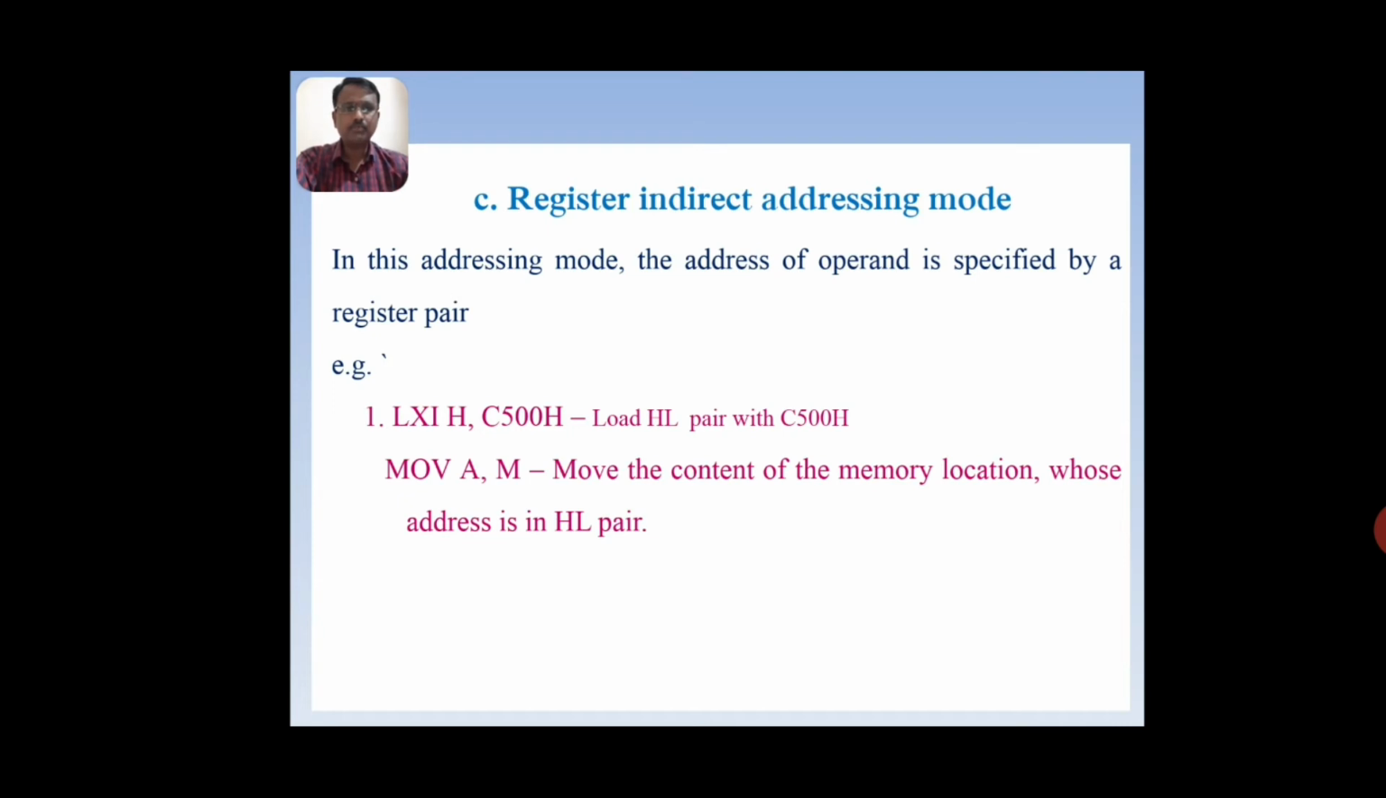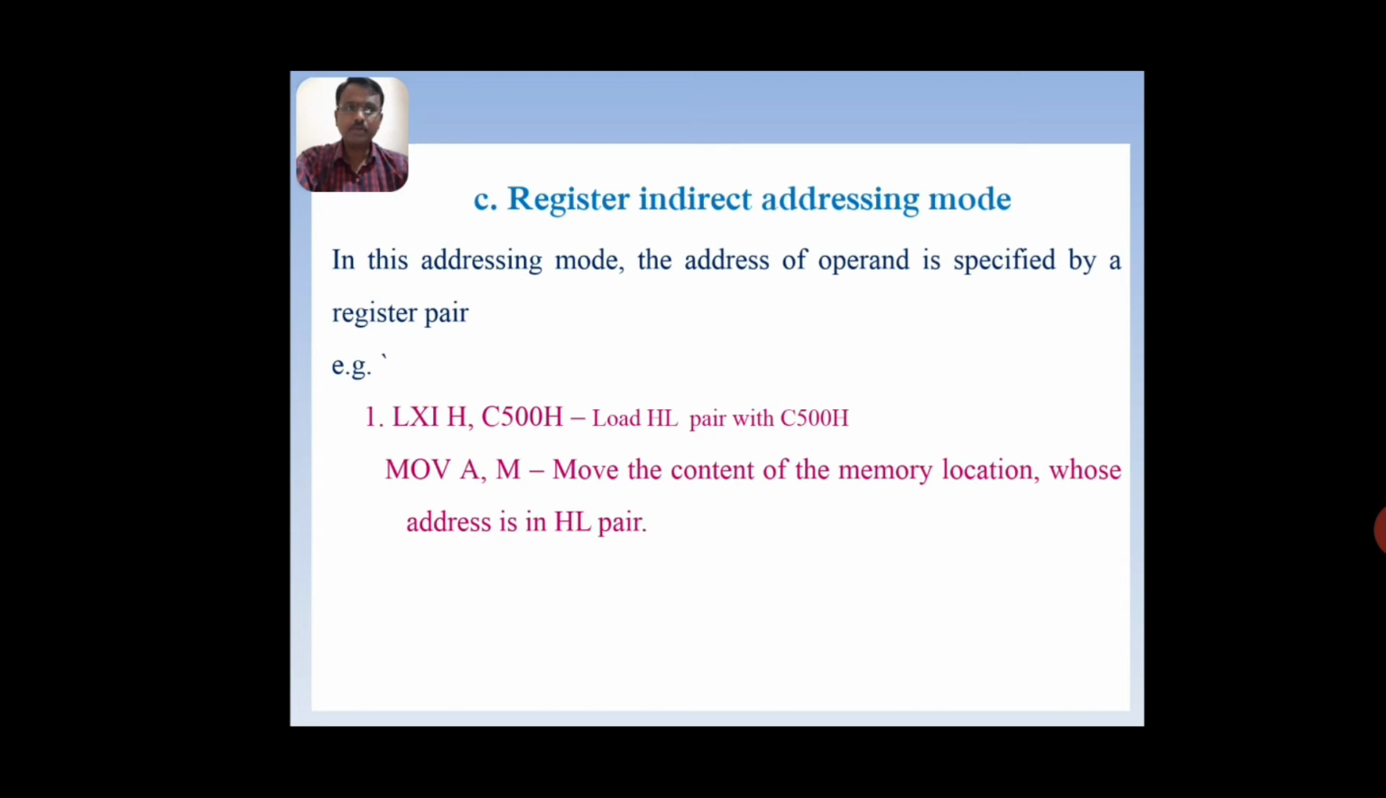The HL pair is also called the memory pointer, which points to the memory. So this instruction will move data similar to our first addressing mode. In direct addressing mode also, some data from a memory location will move into the accumulator. Similarly here also, the content of a memory location will move into the accumulator, but in the first addressing mode the address of the operand is given in the instruction itself, and here the address of the operand is given through a register pair, and therefore the address is given indirectly, through a register pair, and that's why this group is called register indirect addressing mode.